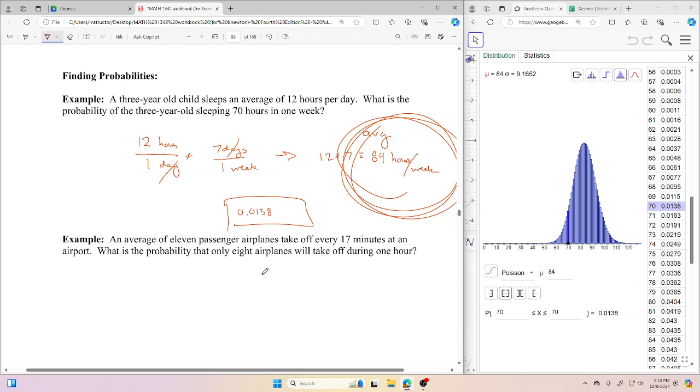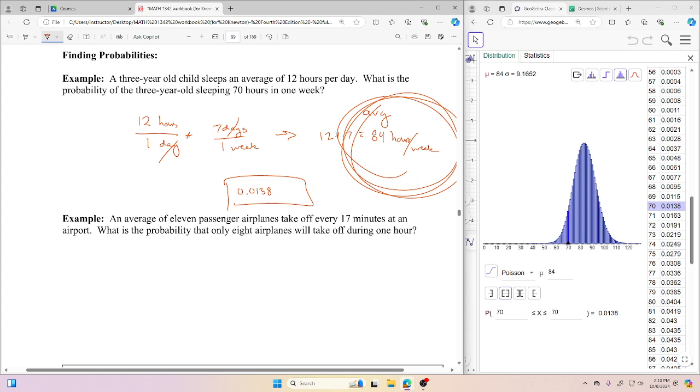An average of 11 passenger airplanes takes off every 17 minutes at the airport. Is that 11 passengers in an airplane? That's 11 airplanes or 11 passenger airplanes, not cargo. Okay, I'm understanding it. 11 planes every 17 minutes. What's the probability of only 8 planes in an hour?